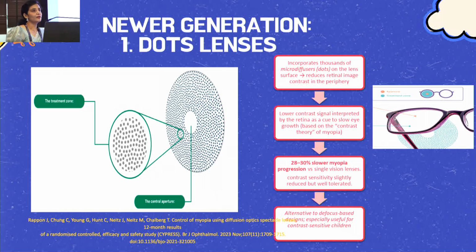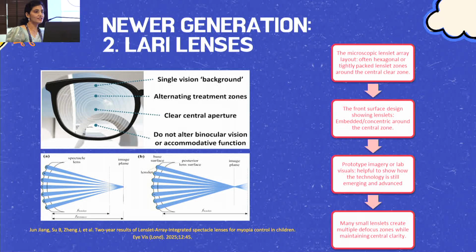And just like how outdoors are helping for reducing myopia, similarly this is incorporated into a lens, and this itself will reduce the contrast, and this will work while the child is still indoors. So this is the DOTS lenses and the Larry lenses.